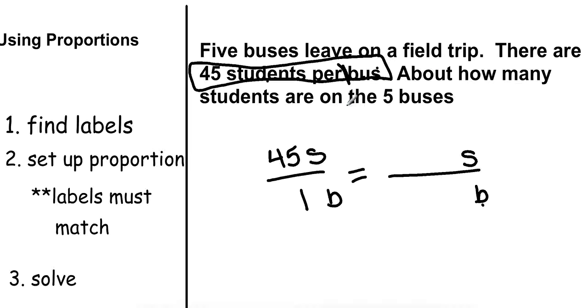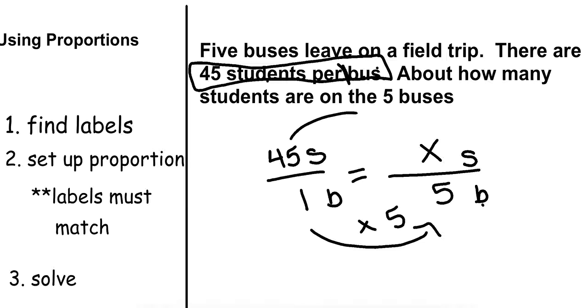How many students are on? That's what I'm trying to find. How many students are on? That's my missing number on the 5 buses. So now I use my proportional reasoning. 1 times 5 gives me 5. So 45 times 5 would give me 225 students would be on the 5 buses.